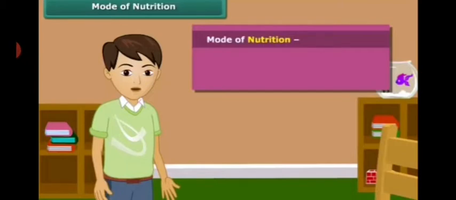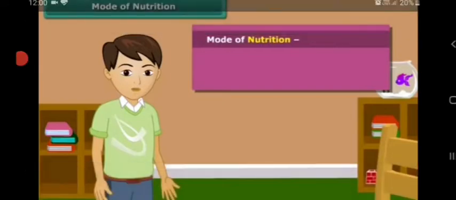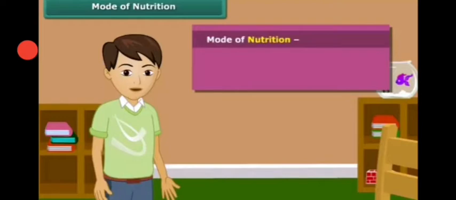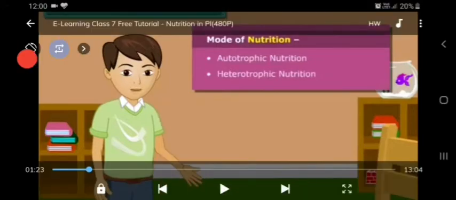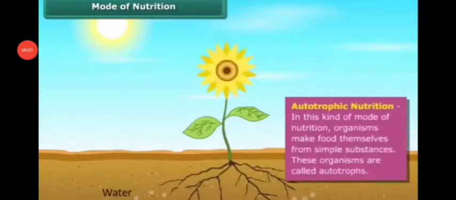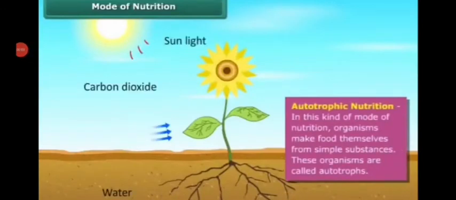So mode of nutrition means the way the plant collects its own food, right? The plant collects its food in two ways. So these are the two modes of nutrition. The first one is autotrophic nutrition and the second one is heterotrophic nutrition. Let's discuss both of them. The first one is autotrophic nutrition. In autotrophic nutrition, plants prepare their own food from simpler substances. So they are also called autotrophs.